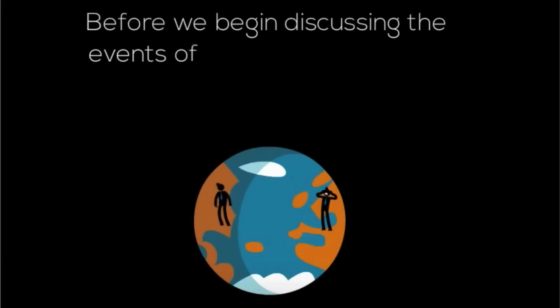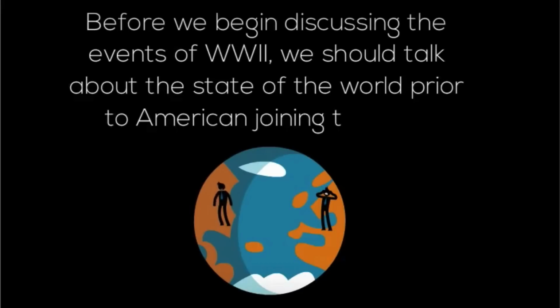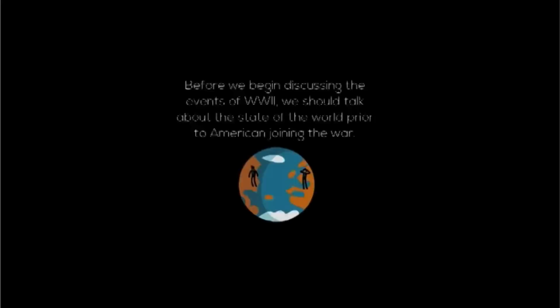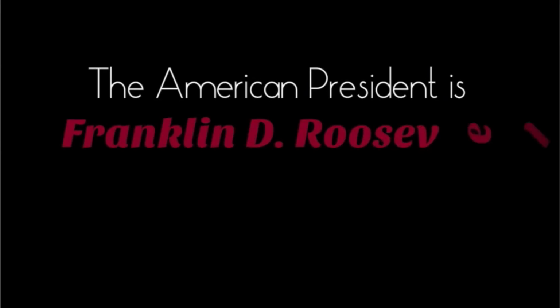Before we begin discussing the events of World War II, we should talk about the state of the world prior to America joining the war. It's been 12 years since World War I. The year is 1929. The American president is Franklin D. Roosevelt.